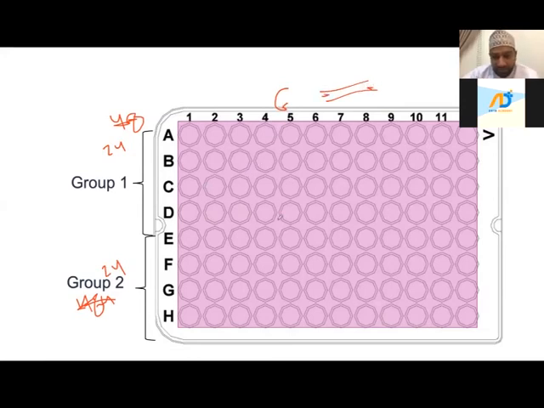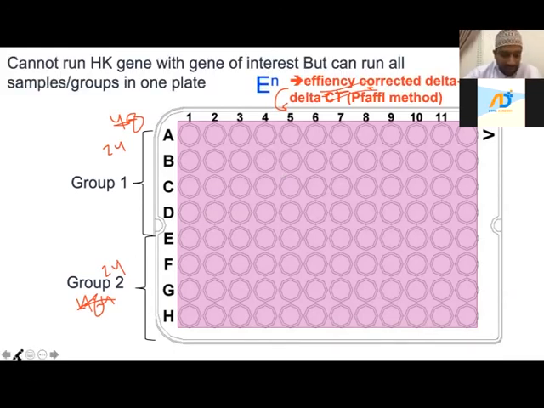The problem with this is you cannot run the housekeeping gene in the same plate. The only thing you can do is use TaqMan probes, where you can multiplex. Remember, one gene gives you green, and for the housekeeping gene you can use another color. But if you don't have multiplex and you want to use SYBR Green, then there is another way to do it. Let me just erase the pen. So in this case, if you cannot run all the genes in the same plate, but you can run all the samples and groups in the plate, then you use another method called efficiency corrected delta-delta-CT, or another name is the Pfaffl method.